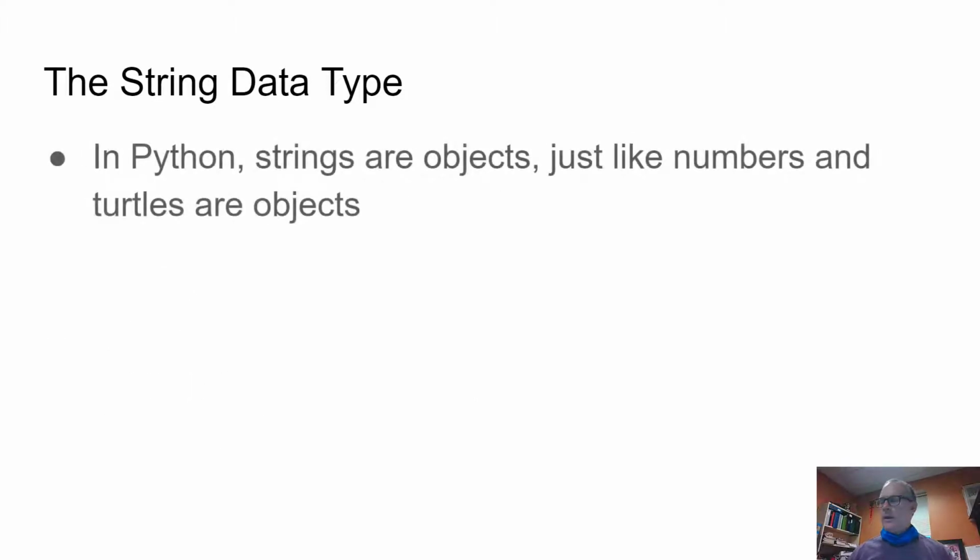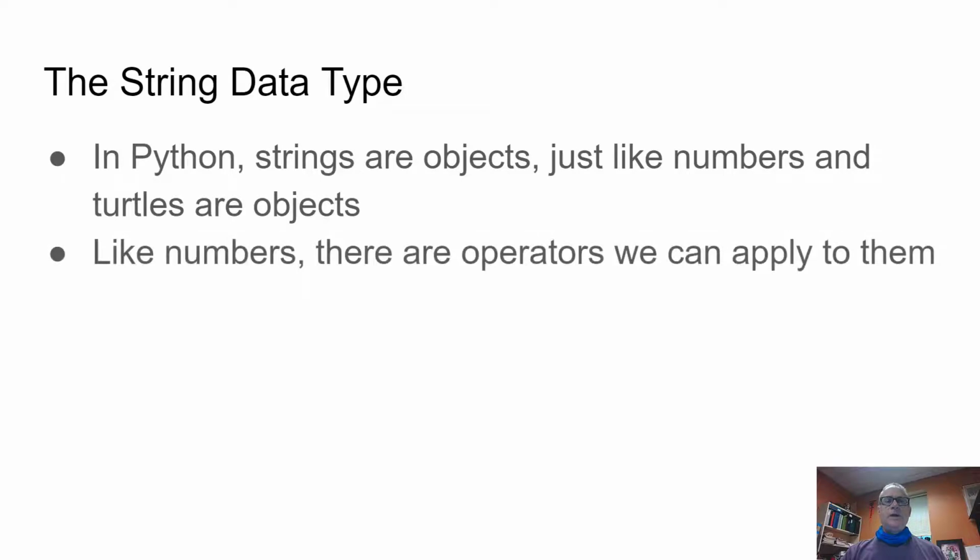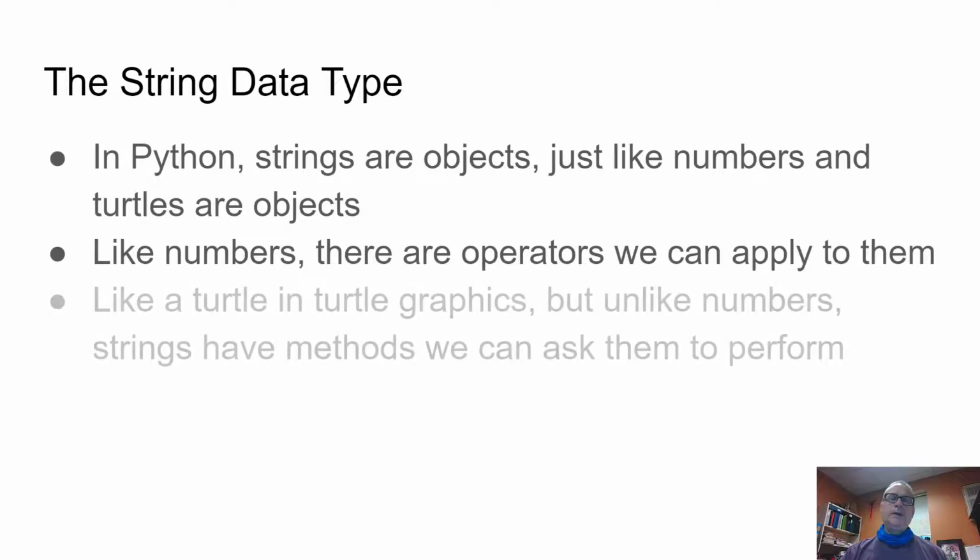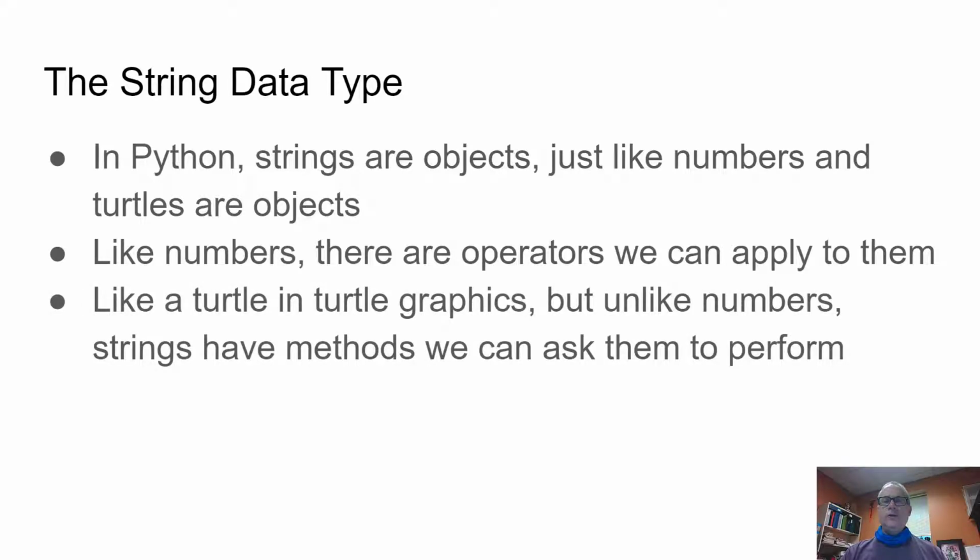All right. Now, it's important to know that in Python, strings are objects, just like numbers and turtles are objects. So integers, floating points, complex numbers, even though we didn't do anything with complex numbers, those were all objects. And our Colab turtle that we've generally been naming Gertrude was also an object. So like numbers, there are operators that we can apply to strings. And like the turtle in turtle graphics, but unlike numbers, strings have methods we can ask them to perform.